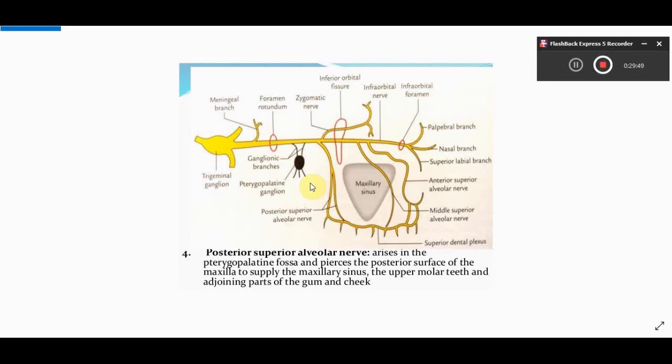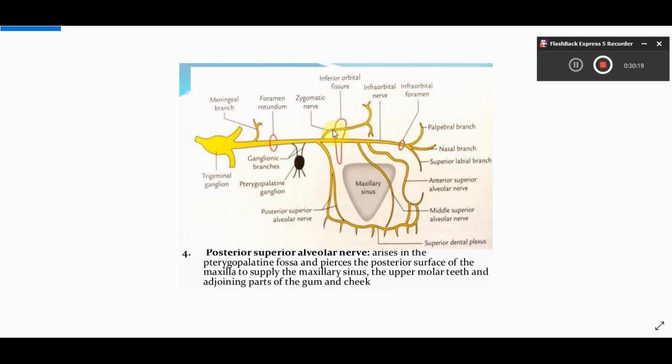The maxilla is located anteriorly, and it supplies the 3 upper molar teeth and the adjoining part of the gum. You can see the maxillary sinus over here, and therefore the anterior location is confirmed. This is then the zygomatic nerve, and now look at the inferior orbital fissure being represented between the anterior and the superior. It is a branch of the maxillary nerve given off in the pterygopalatine fossa.